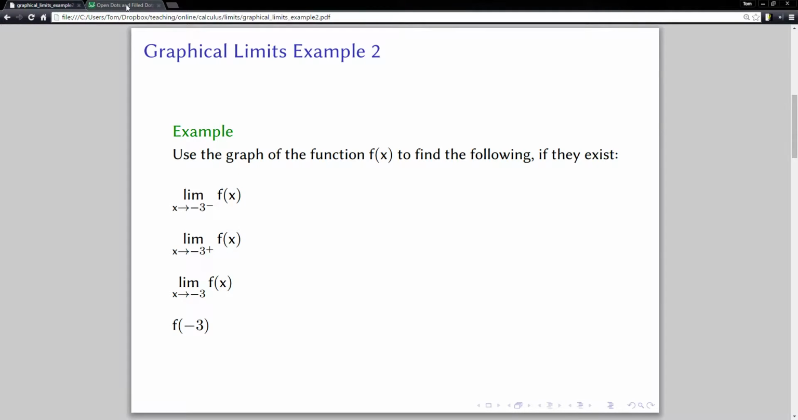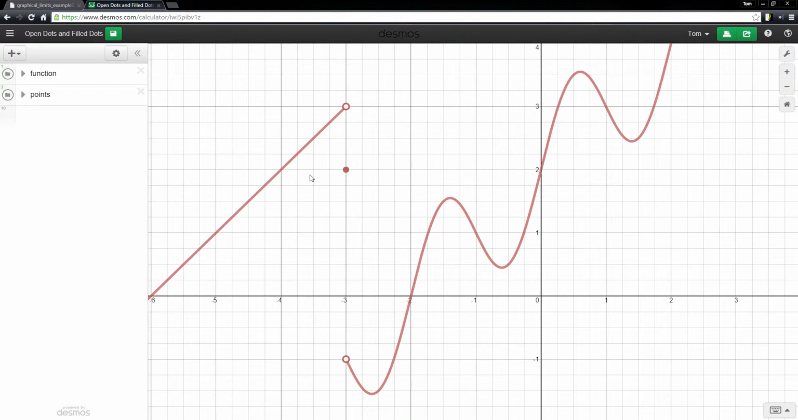So here's the graph of the function in this particular one. All right, so first off, we want the limit as x goes to negative 3 from the left. So we will be approaching from the left over here as x goes to negative 3. And for these x values here, as I get closer and closer to negative 3, the points on the graph that correspond to those will be on this little piece right here.